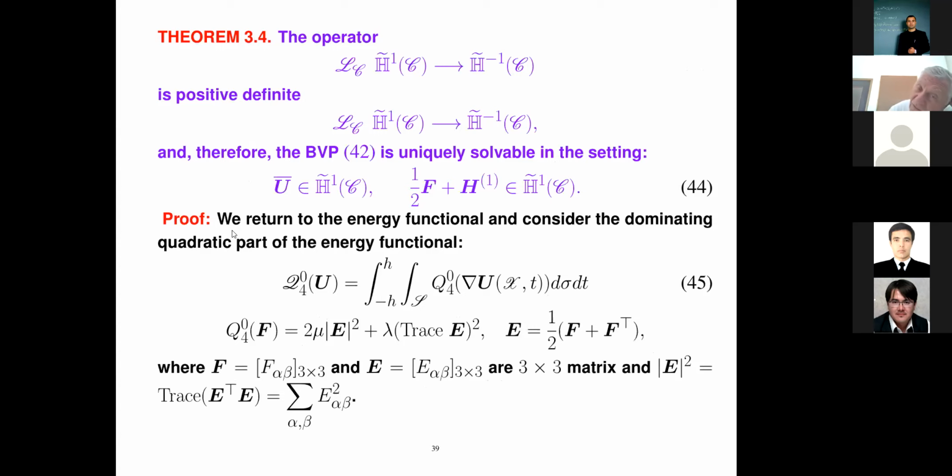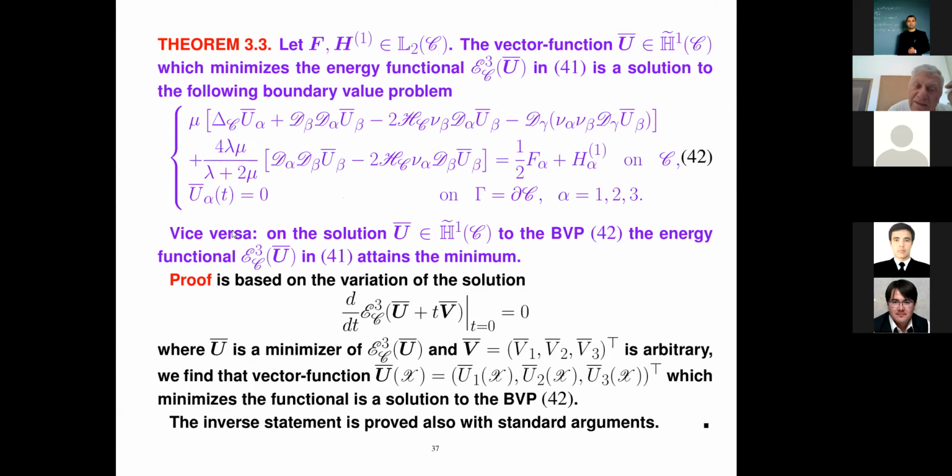But in the case of this system, of course, it is slightly different, because we had a system, and the limit of the system is here, equation 42. It is much more complicated. Mu and lambda are the Lamé constants. D alpha are the Günter's derivatives, but H and nu H are mean curvatures of the surface, and nu is the normal vector field.